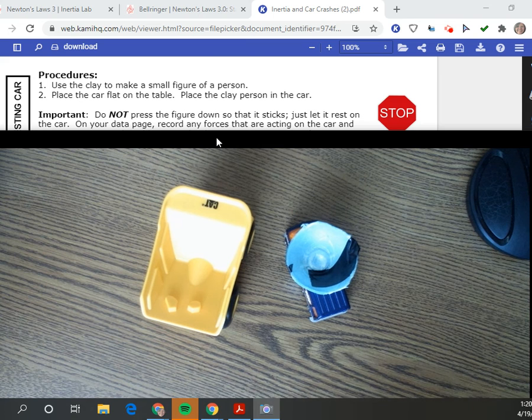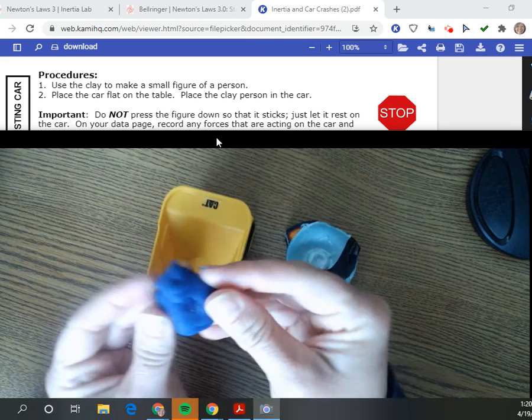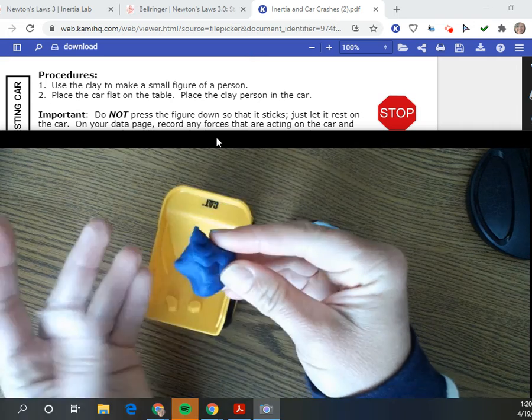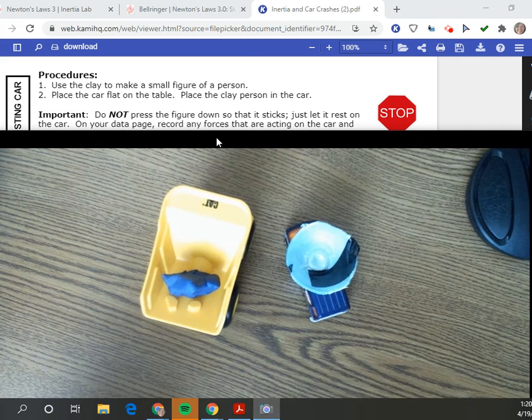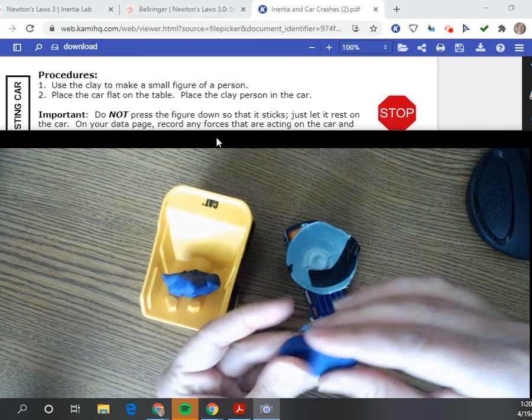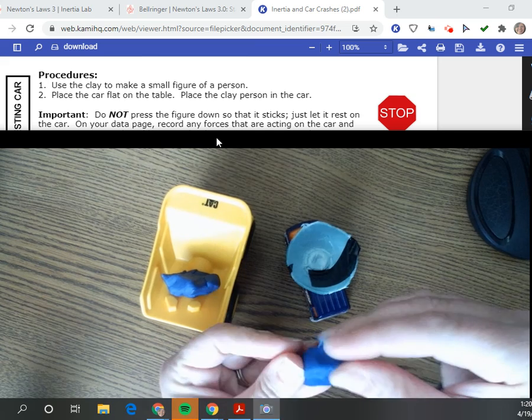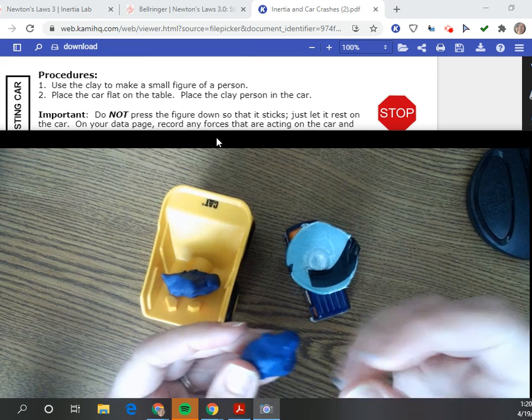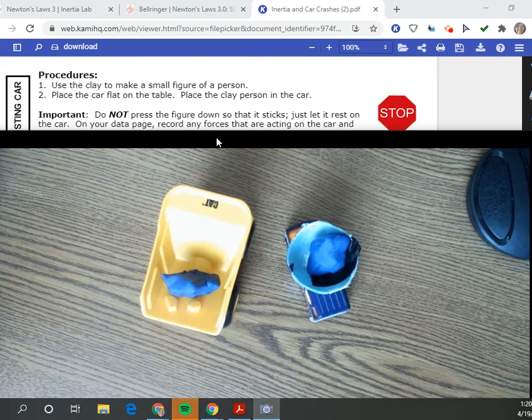I'm not actually going to make a person out of my clay. I am just going to make a kind of blob. Okay, don't be offended. But here's my clay, little arms, I guess, person. All right. I'm going to try to make about the same size clay blob for the other car so that we can have a little bit of a comparison. I know what you're thinking. Are you serious? Yup, I'm serious.